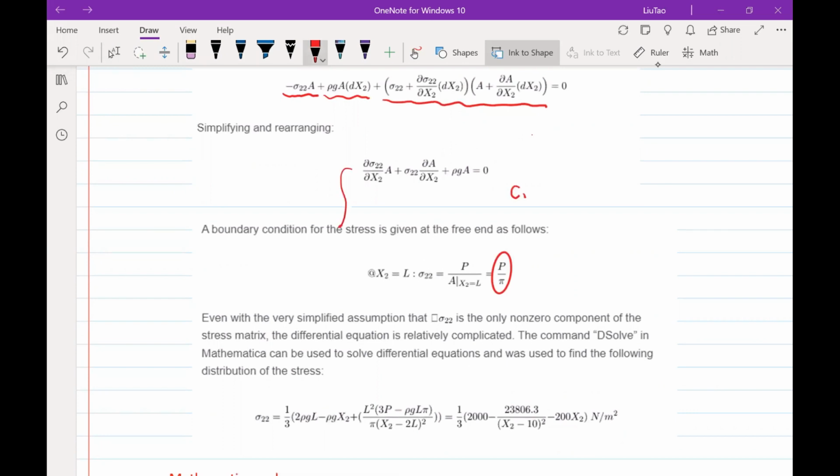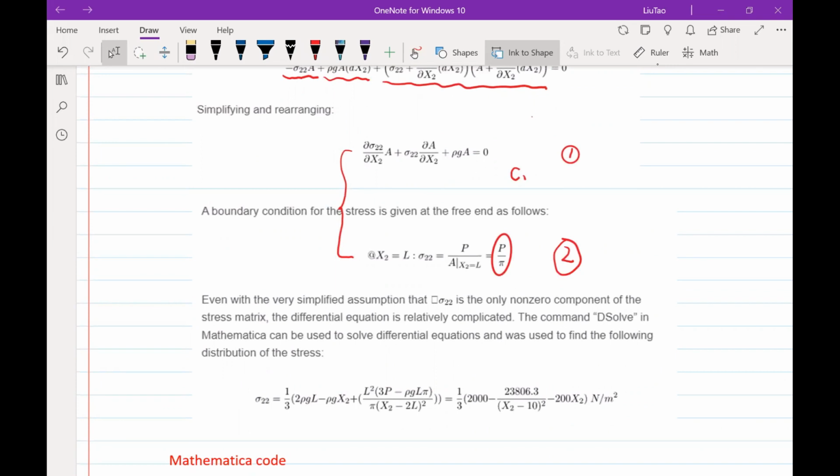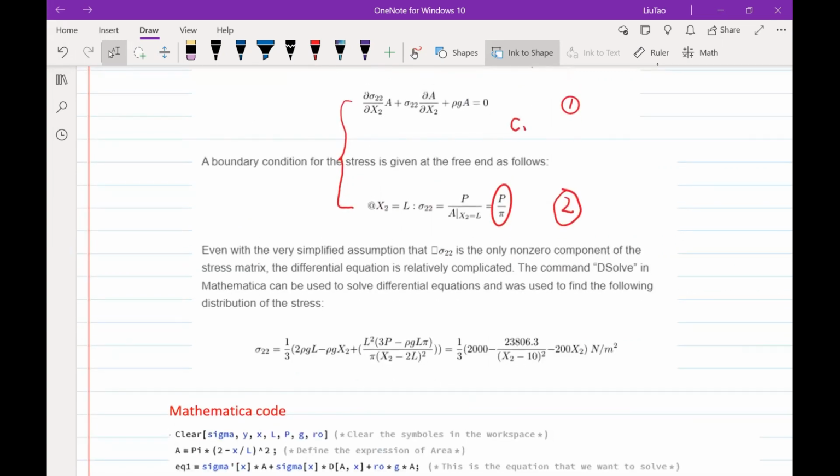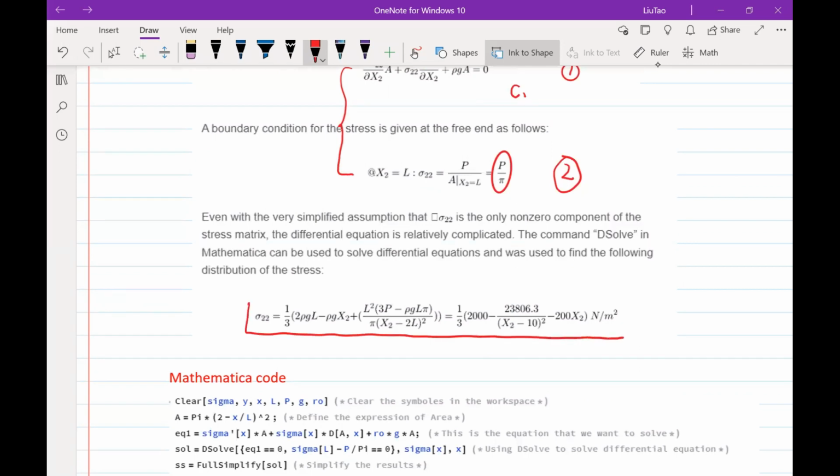Then using these two equations, 1 and 2, we can fully solve sigma 22. If we take a look at these two equations, you can notice that even with the very simplified assumption that sigma 22 is the only non-zero component of the stress matrix, the differential equation is relatively complicated. So here I use the dsolve in Mathematica to solve this. And after solving equation 1 and equation 2, I get sigma 22 is equal to this.